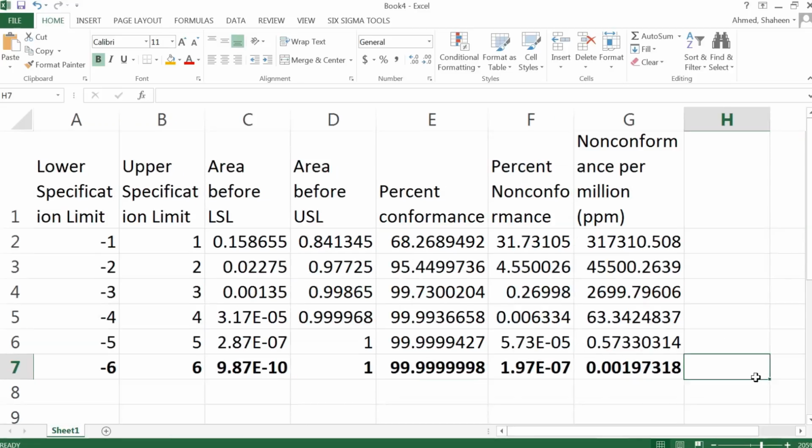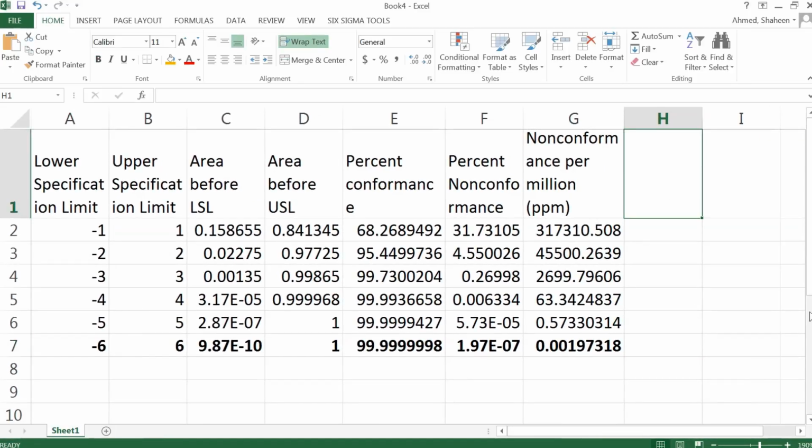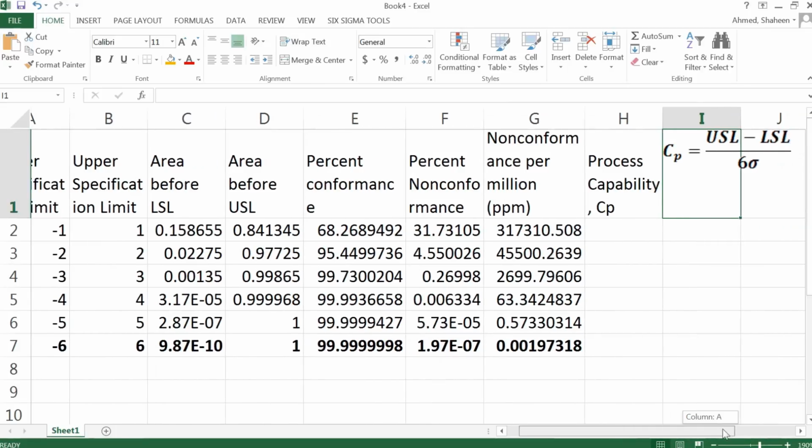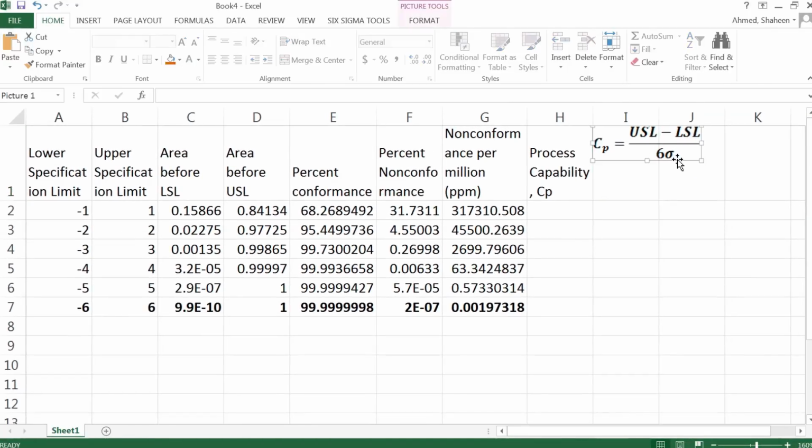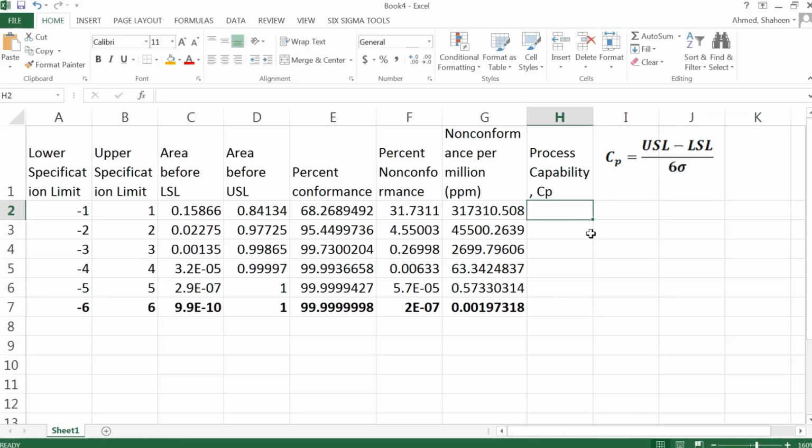Now let's go ahead and calculate process capability for each of these machines. It is expressed using Cp, capital C, small p. The formula for process capability, I'm going to show you right now. So that's the formula for process capability: upper specification limit minus lower specification limit divided by 6 sigma. This is based on the 6 sigma standard. That's why it's divided by 6 sigma.